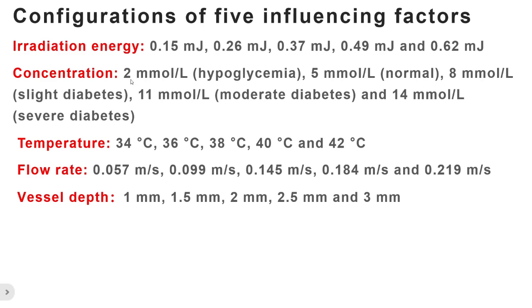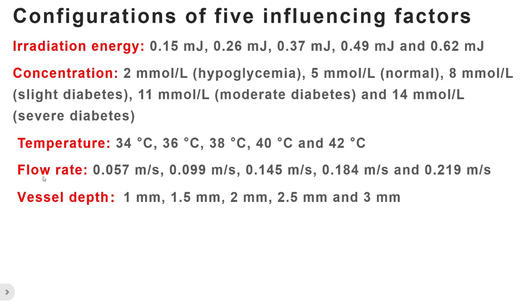That is 2, 5, 8, 11, and 14 micromole per liter, which correspond to different degrees: hypoglycemia, the normal and slight diabetes, the moderate diabetes, and severe diabetes. For the temperature, there are 5 different temperatures were used. That is 34, 36, 38, 40, and 42.